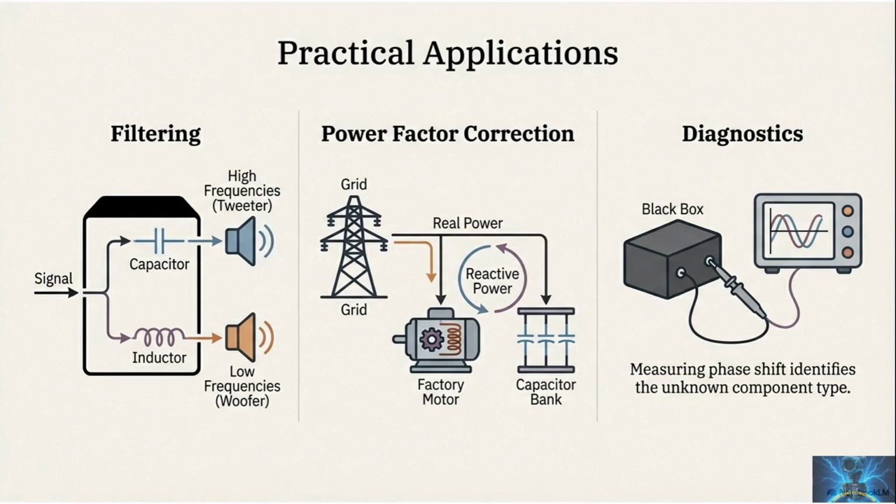Practical applications. Reactance shows up everywhere. Filtering uses inductors and capacitors to block some frequencies and pass others. Power factor correction uses capacitors to counter inductive loads and reduce reactive demand. Diagnostics often comes down to phase. Measuring phase shift can help identify whether something behaves more inductive, more capacitive, or mostly resistive.